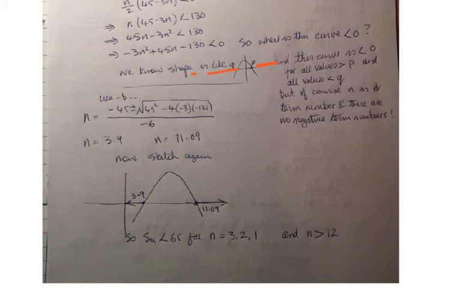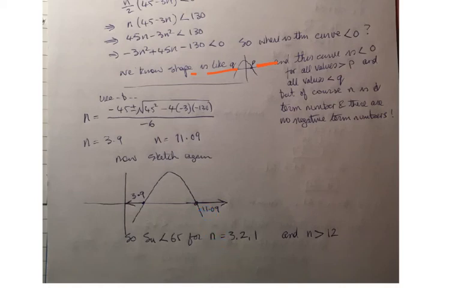Now I redraw my sketch again properly this time, focusing on n equal to 3.9 and n equal to 11.09. So it still goes like this. And I know that any term which is less than 3.9, in other words, the terms 3, 2 and 1, will have totals S of n which are less than 65, and any term greater than 11.09, in other words 12 or 13 and so on, will be less than 65 as well.